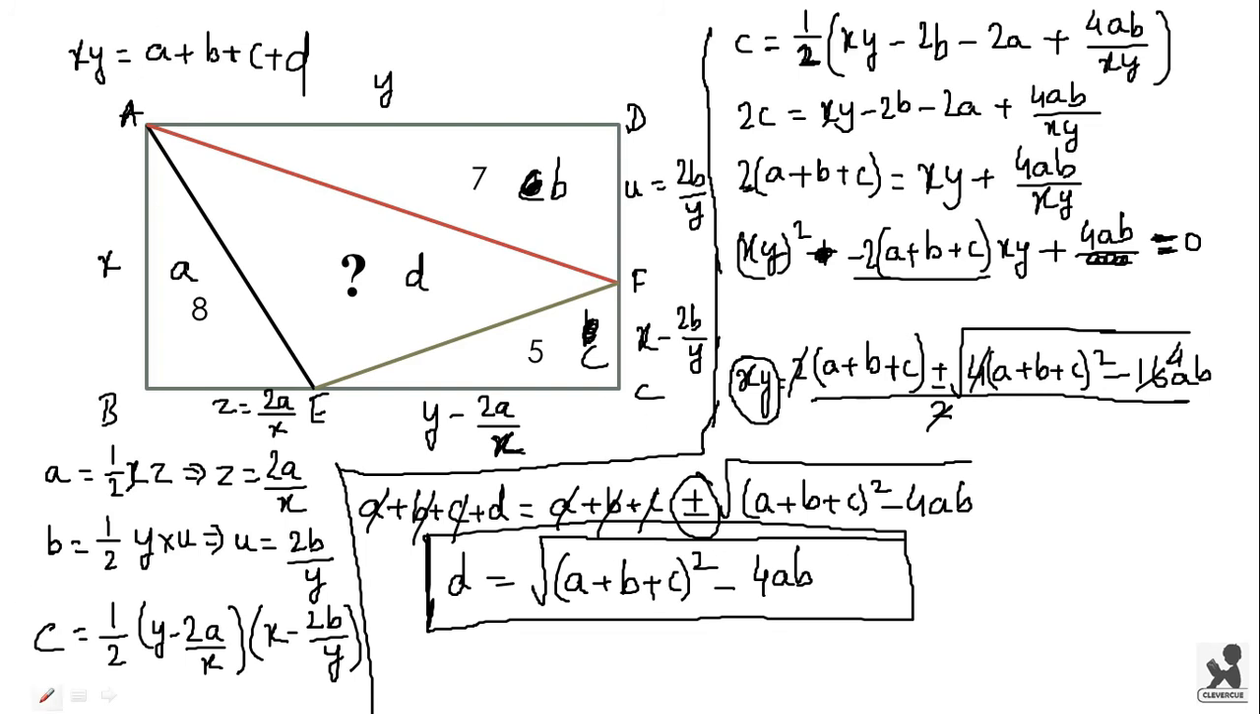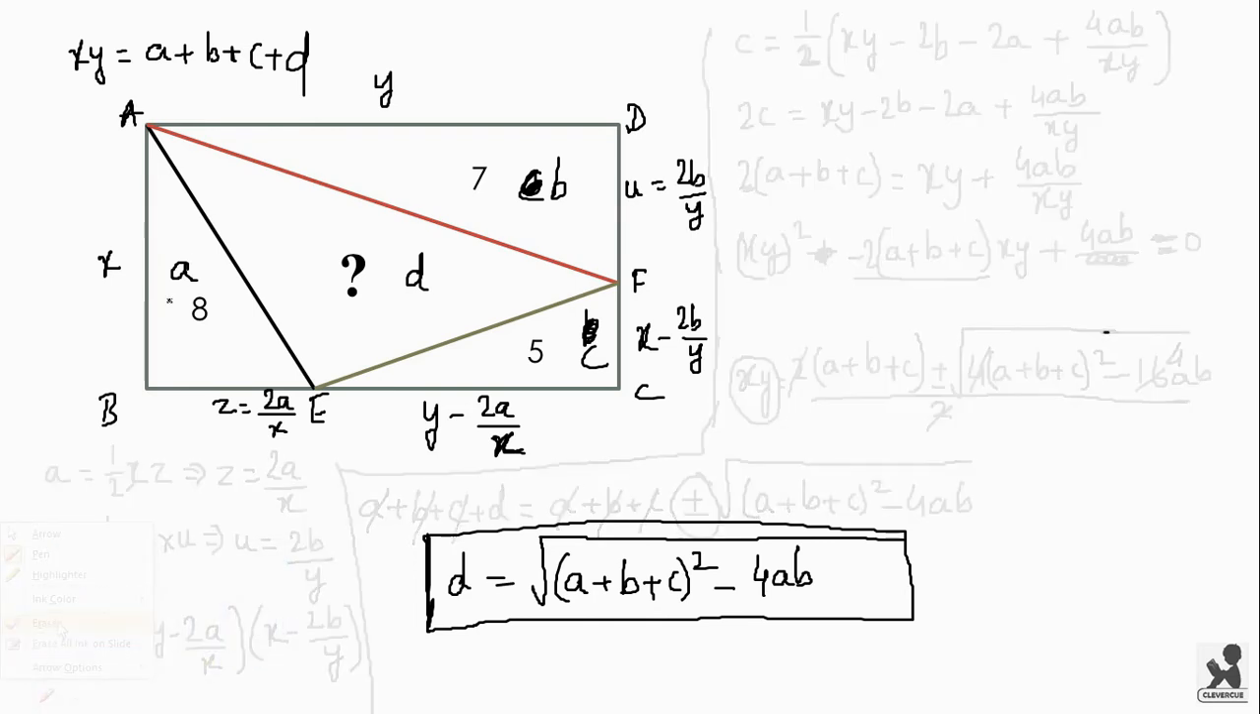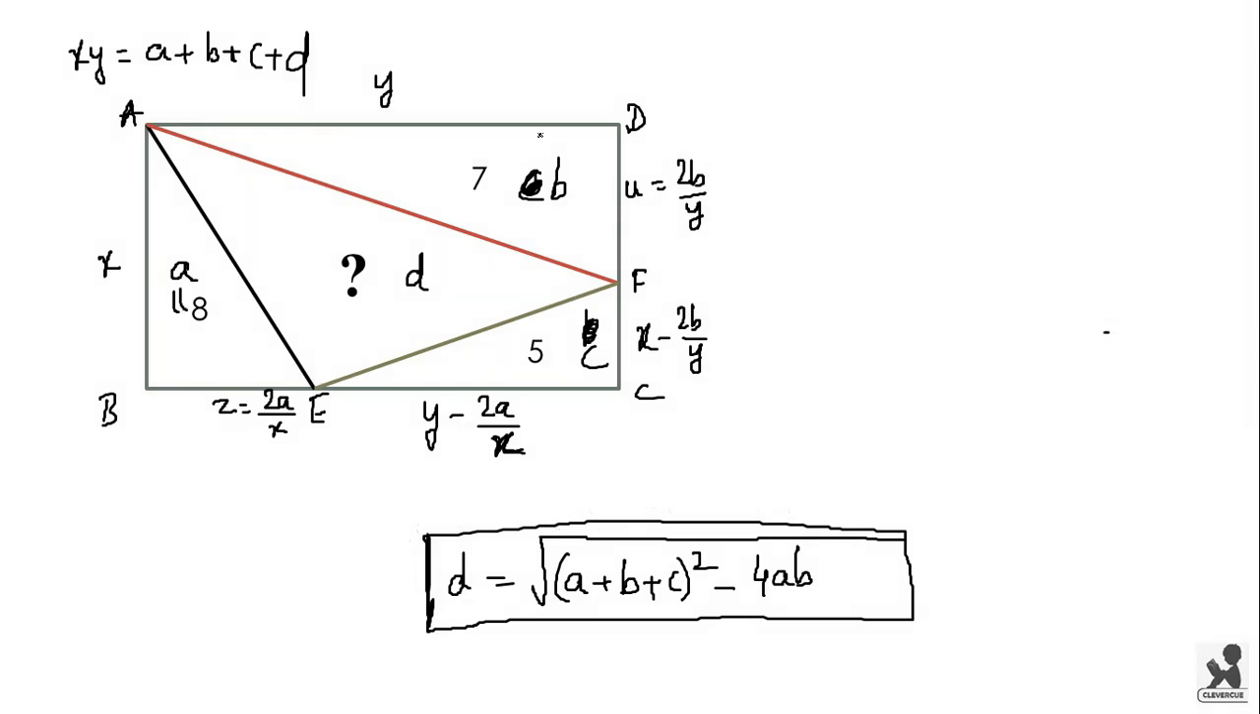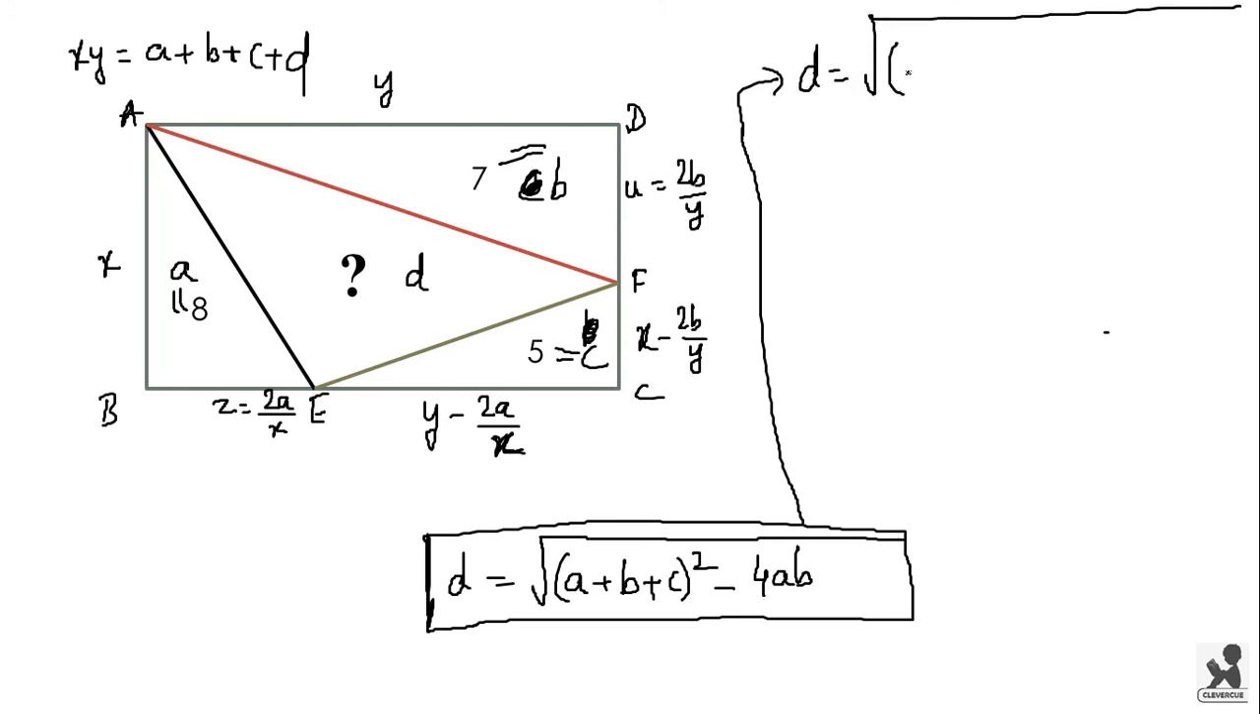Now let us come back to the question they have asked. Here we are given the value of a as 8, the value of b is 7, and the value of c is 5. Now it becomes easy for us to calculate the value for d, that is the area of triangle AEF. So d is equal to under root 8 plus 7 plus 5 whole square minus 4 into 8 into 7.